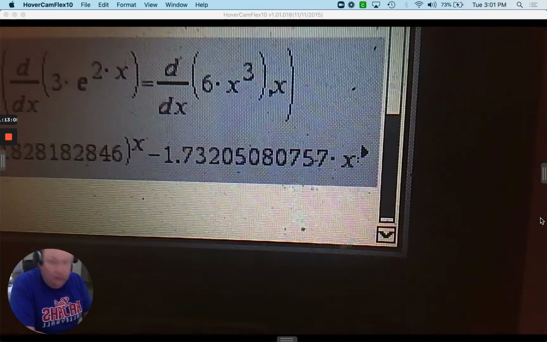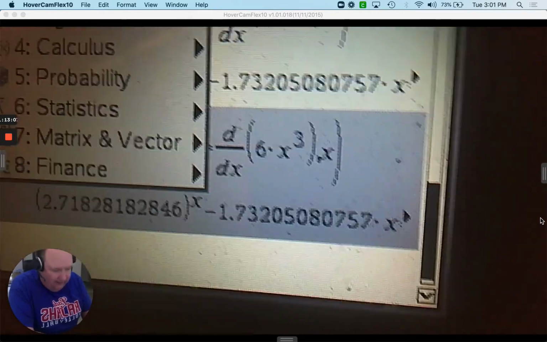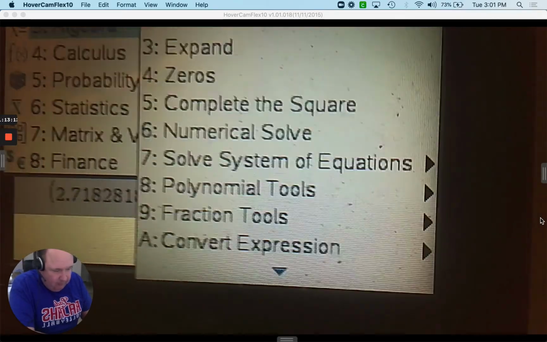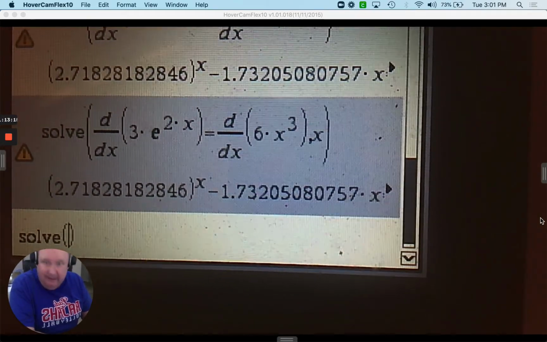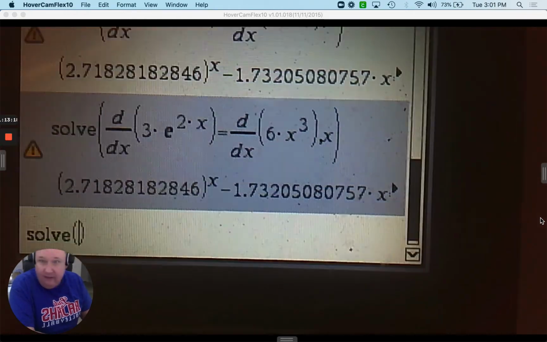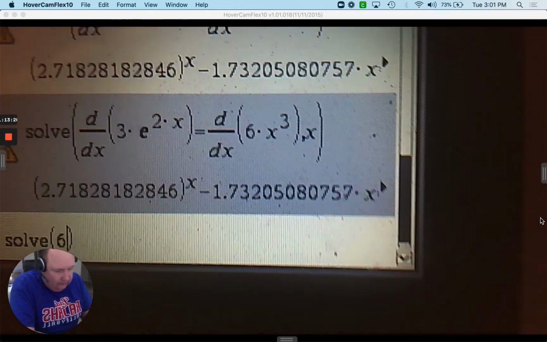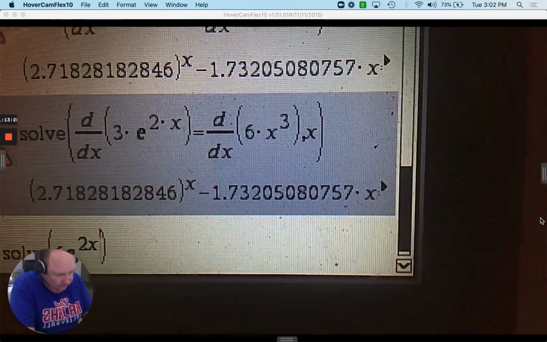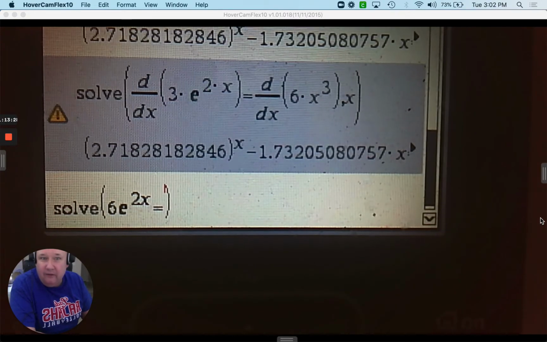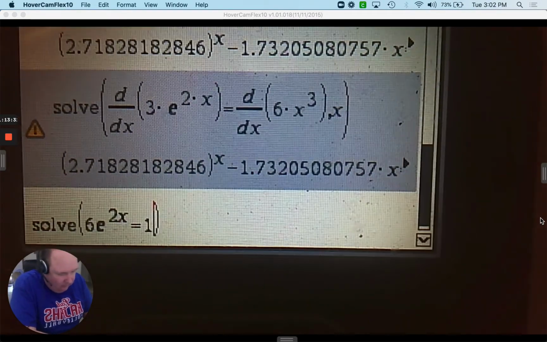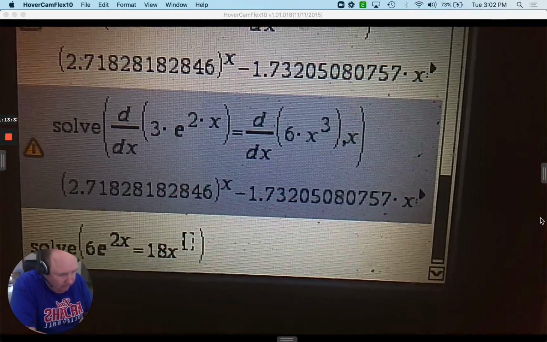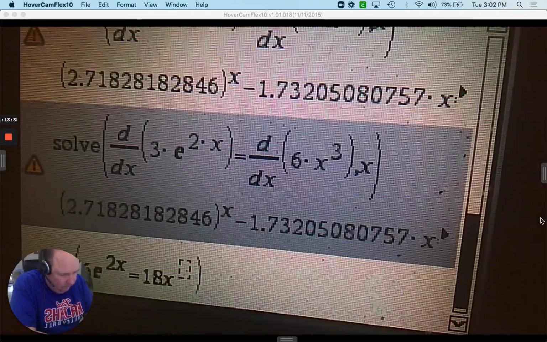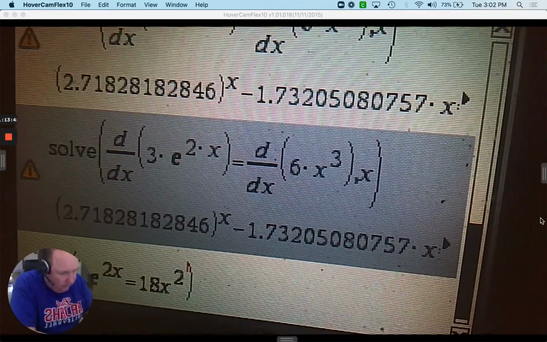You know what, another way you could do it then? Take the derivative and do it that way. I can easily take the derivative of both and make them equal. So let's do it that way then. So we're going to solve this. The derivative of 3e to the 2x is 3e to the 2x times 2. So it's 6e to the 2x equals, and the derivative of 6x cubed is 18x squared. And then we're going to go comma x.